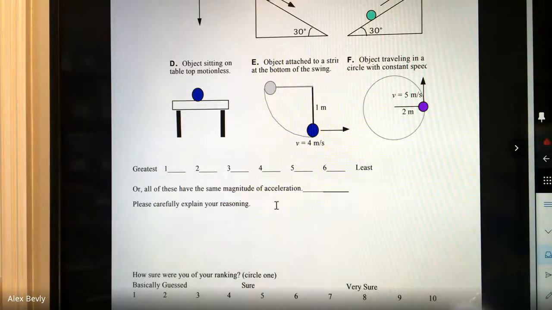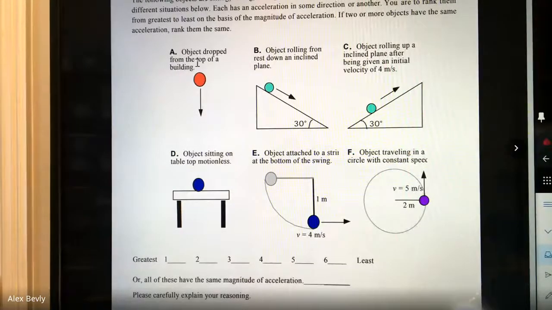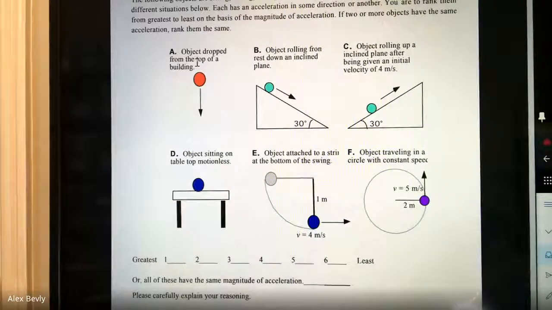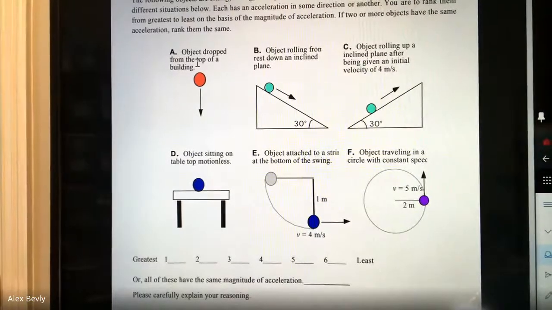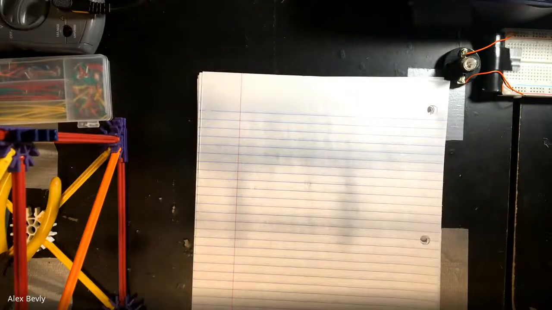All right, so let's go through this. We're trying to rank accelerations here. So it starts off pretty easy. So let's go with the easy ones. What are the easy accelerations to get? Just write the letters up in the chat, and then maybe put the acceleration for that. So B and C, it doesn't specify, but we're going to say B and C roll without slipping.